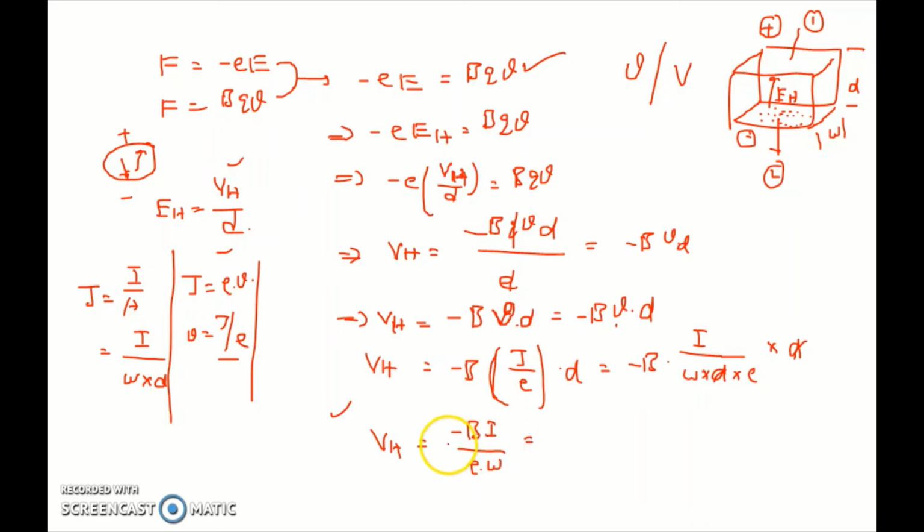Or if you want only the magnitude of the Hall potential, then I will get Bi divided by rho into W. So it is the expression for the Hall potential. This expression is very helpful in the GATE exam to find out the Hall potential, the magnetic field intensity, the current flowing through the specimen, the charge density, or the width of the specimen.